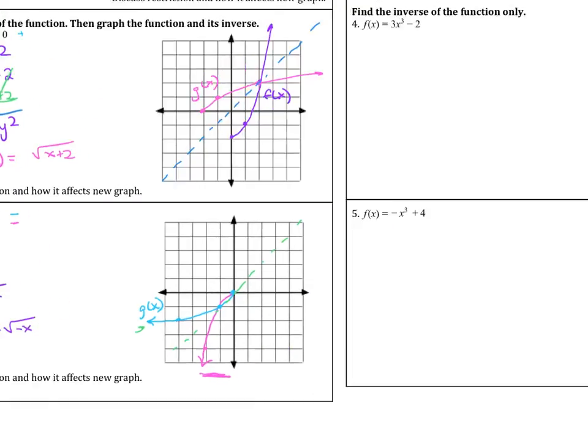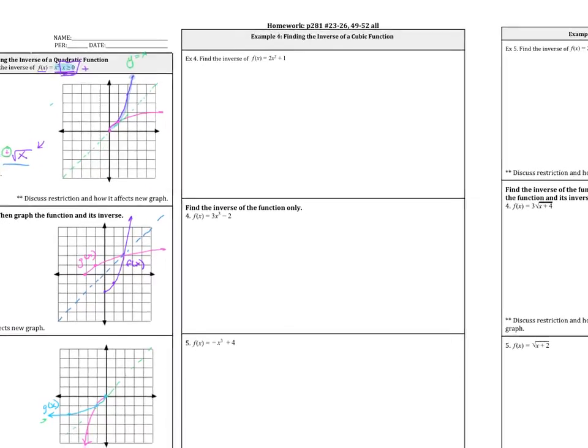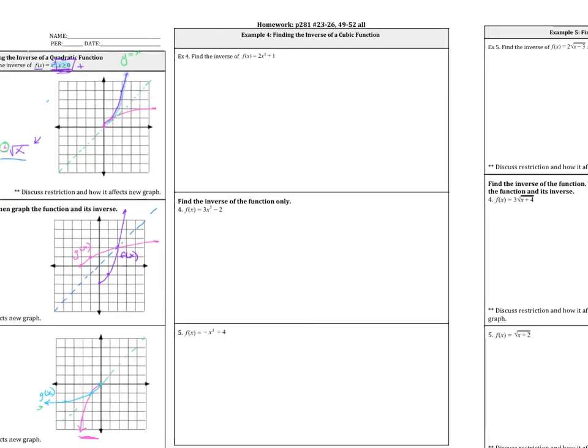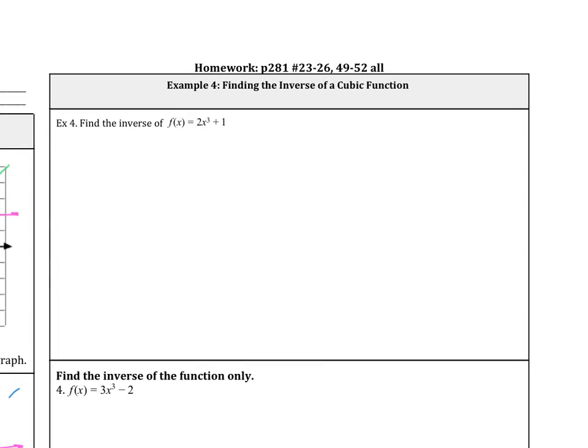And so let's try it with some cubics. We're only finding the inverse only. We don't need to graph these. So let me try one example here. f of x equals 2x cubed plus 1. We still do the same process. Set f of x to y. Then we switch the roles of x and y. So x equals 2y, and then that's cubed plus 1.